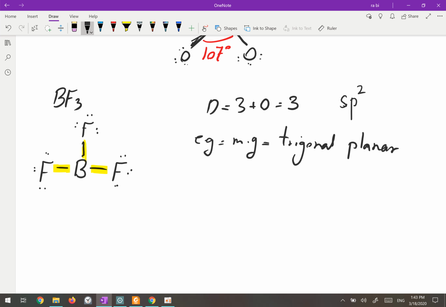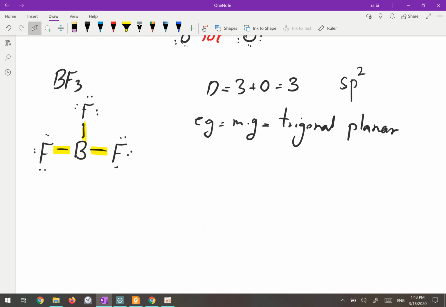As I said before, a trigonal planar molecule is like the Mercedes-Benz logo. So you have the central atom, 1 bond at the top, 1 bond here, 1 domain here. You have a single bond with fluorine in all of these domains. And the angle in trigonal planar is 120 degrees.